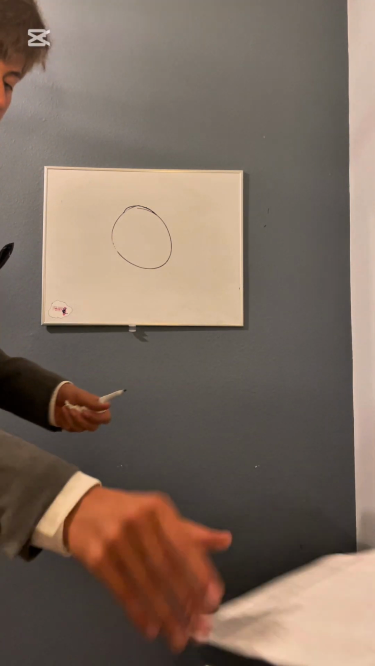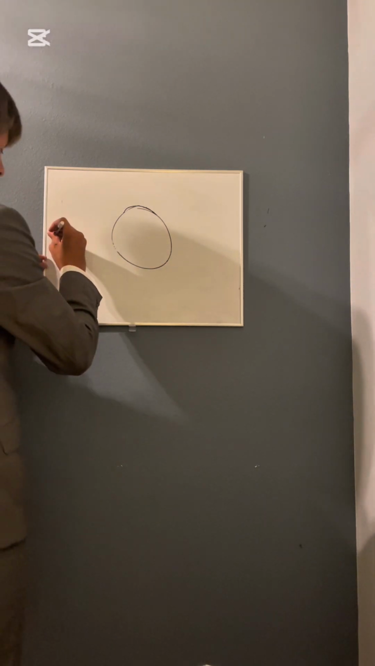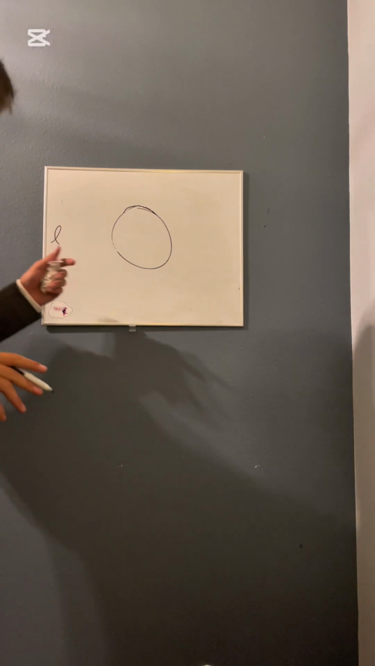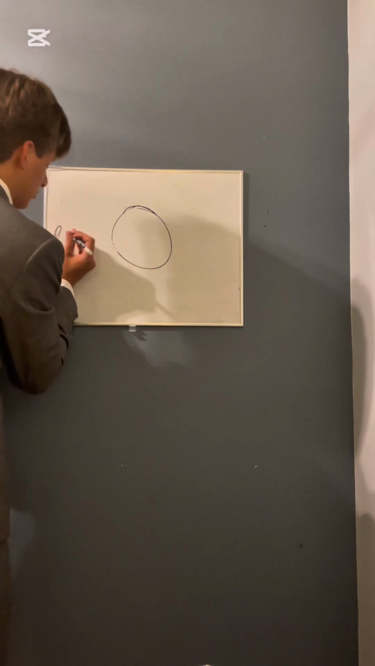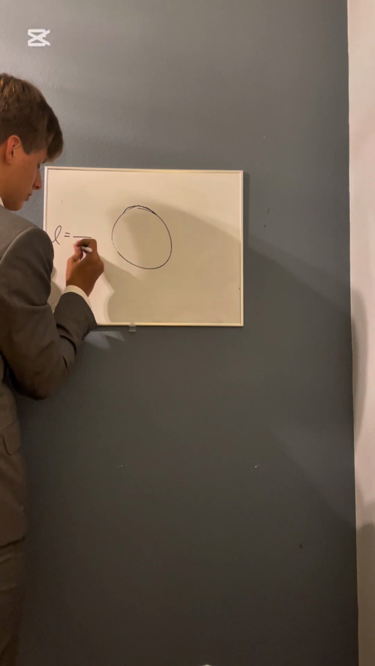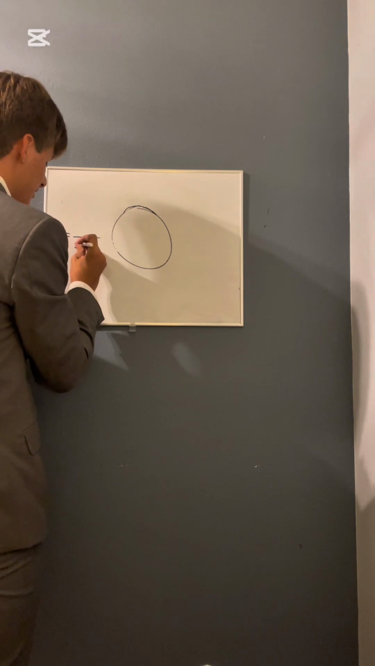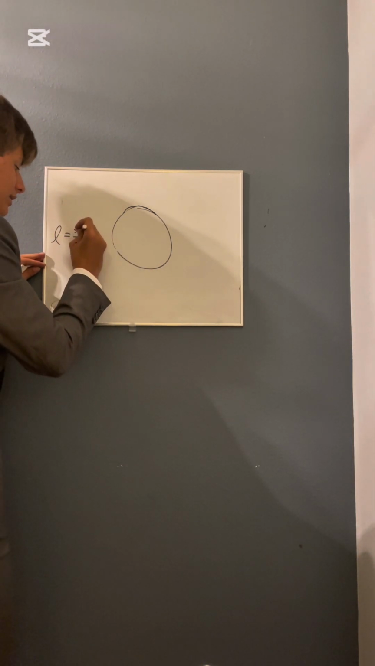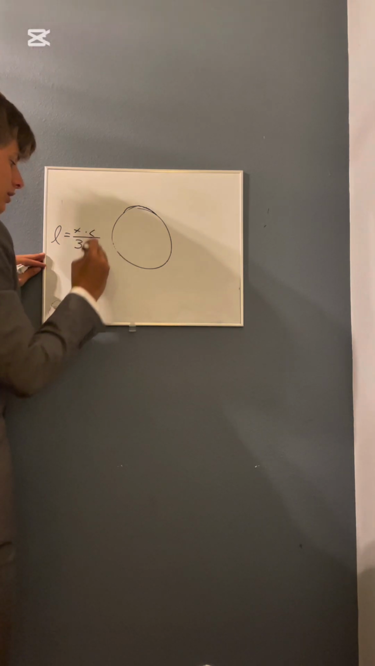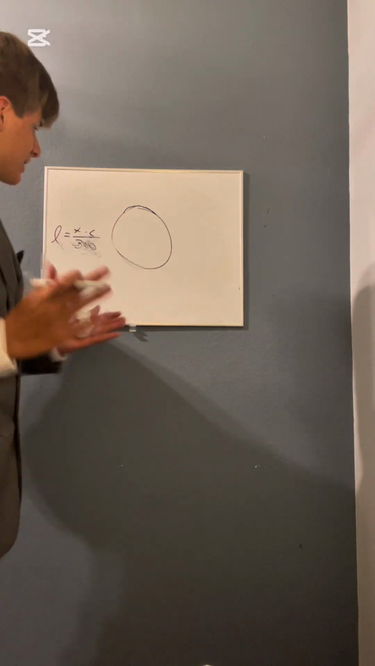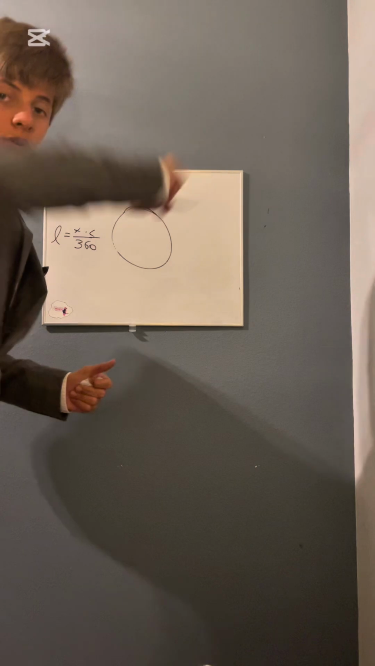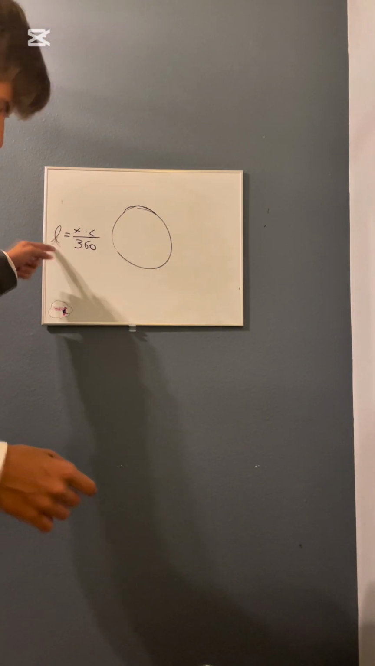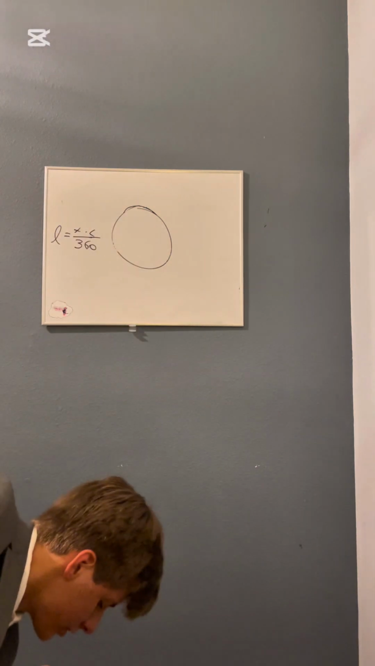We're now moving on to arc length. Arc length, very simple. You might say, isn't that just a cursive L? No. Arc length is x divided by 360 times circumference. And you might ask, what's x? X is the degree of the arc, not arc length. You'll see what I mean.